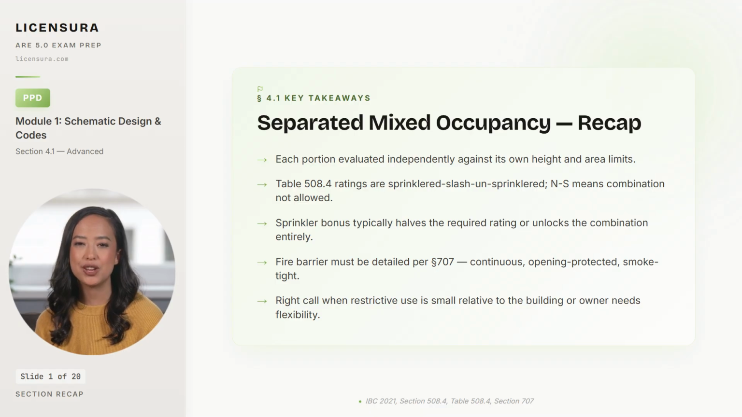Fourth, the fire barrier is governed by Section 707, not the mixed occupancy chapter, so continuity through concealed spaces, opening protectives at 75% of wall rating, and smoke-tight joints are part of the spec or you have a violation. And fifth, the right call for separated occupancy is when the restrictive use is small, when combined limits would bust the most restrictive group, or when the owner needs flexibility to change the use later.